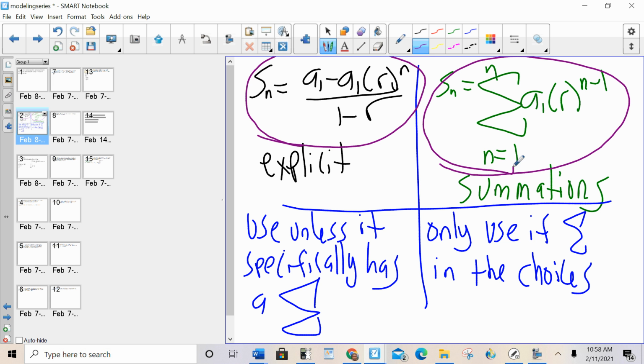The explicit is your go-to. 90% of the time you are using your explicit formula. The only time you're using the summations one is if you see a summation in the choices. And we'll see those problems, but for the most part, you are using your explicit. It's given to you, it's on the reference sheet, so use it.